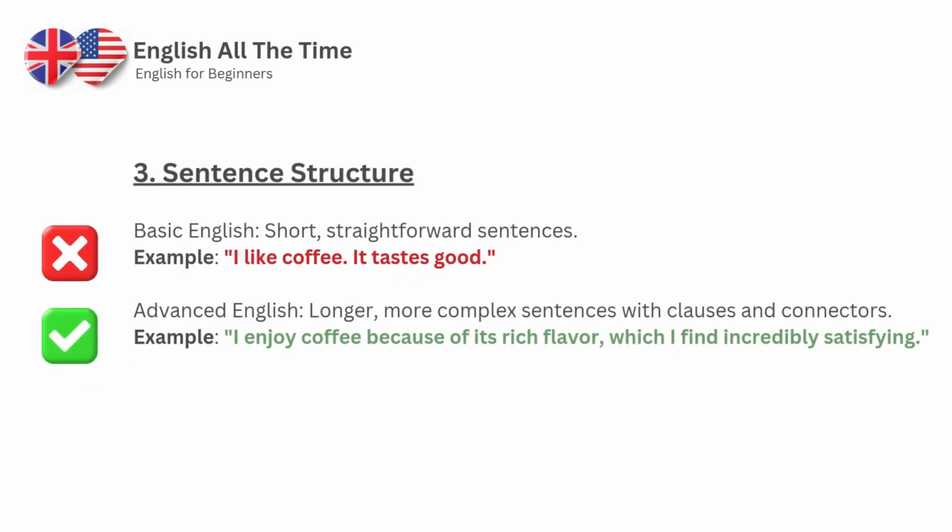3. Sentence structure. Basic English: short, straightforward sentences. Example: I like coffee. It tastes good. Advanced English: longer, more complex sentences with clauses and connectors. Example: I enjoy coffee because of its rich flavor, which I find incredibly satisfying.